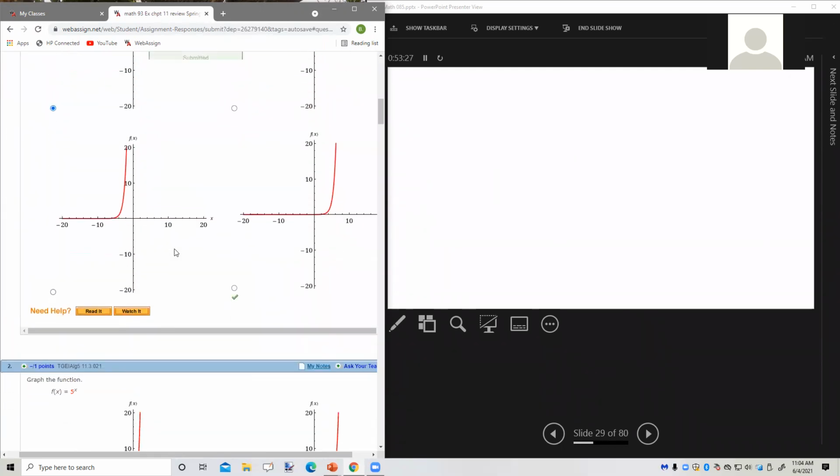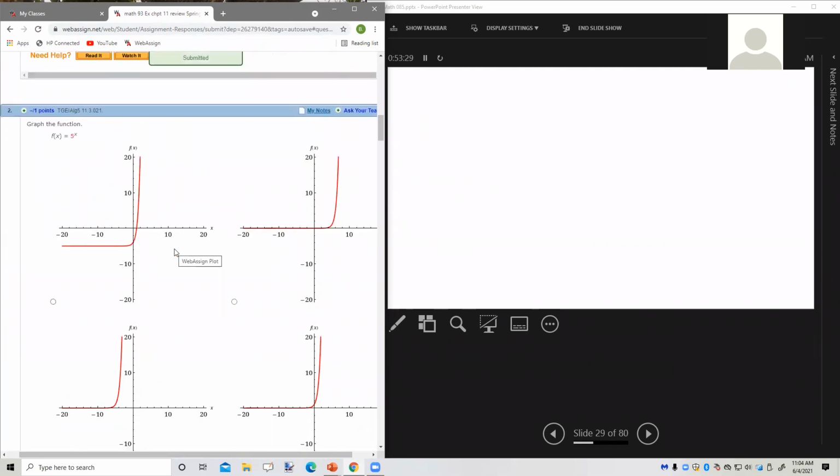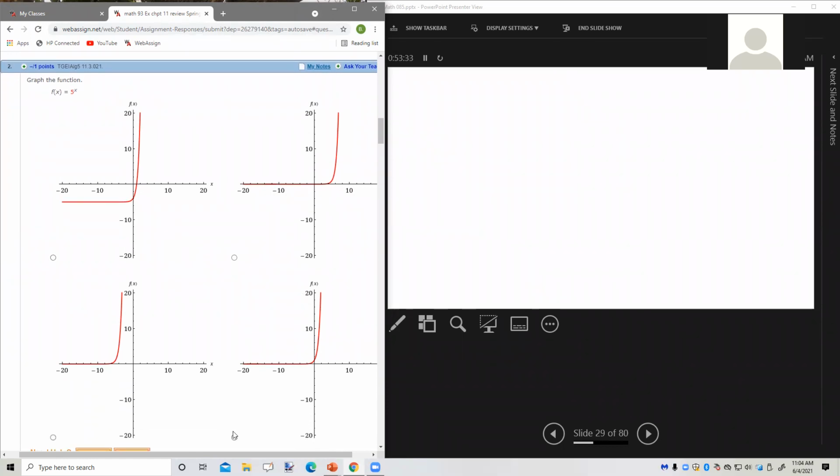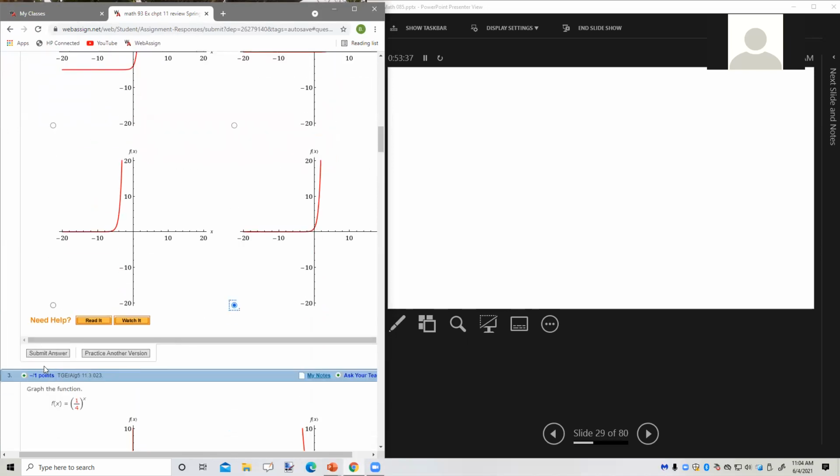All right, let's take a look at this one. Graph 5 to the x, same thing. It's going to be this one here for the same reason. Careful of the scale.